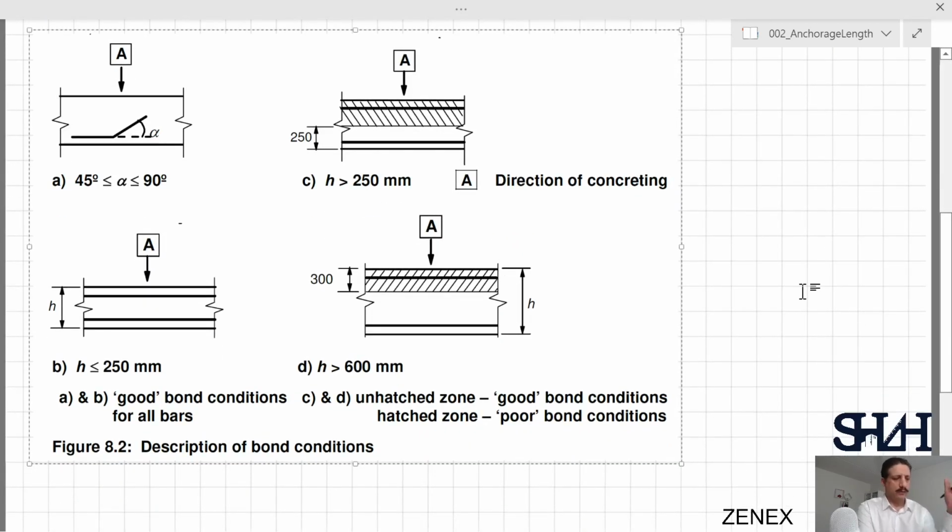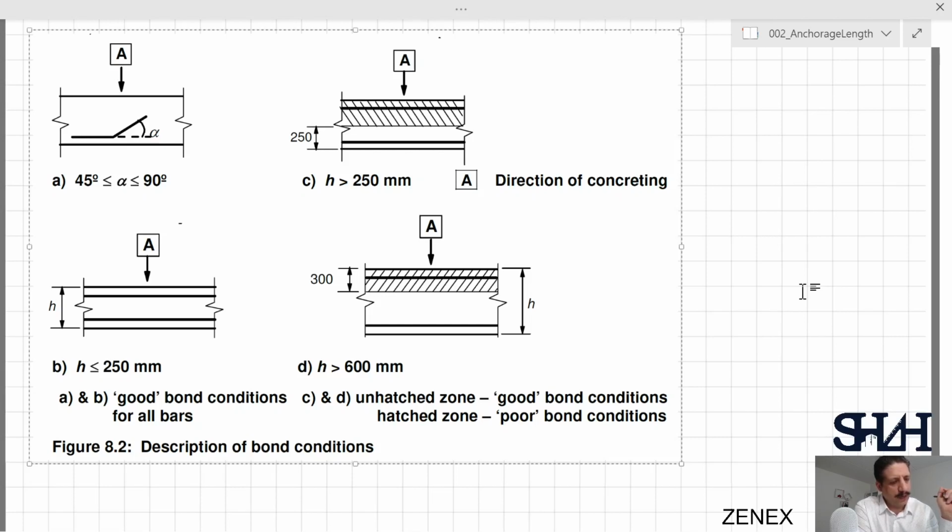The description of bond conditions is given in figure 8.2 in Eurocode 1992-1-1, and A represents the direction of concreting. In the corrected version, they use the upside down arrow instead of this sign. The reason is that the direction of concreting is from bottom to the top, but we know what it means, so perhaps it would be better to write the direction of pouring concrete. But in any case, we can understand the figure.